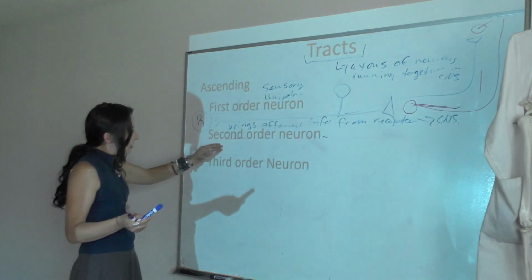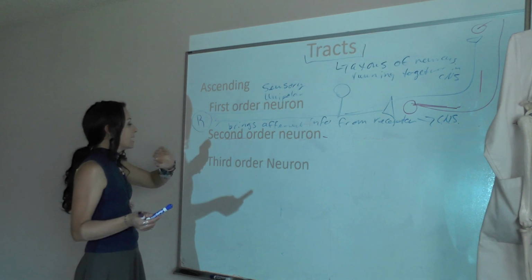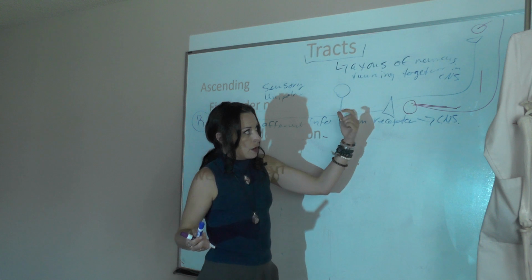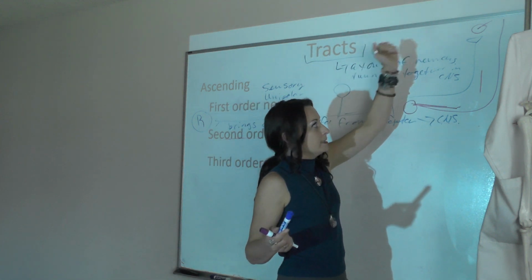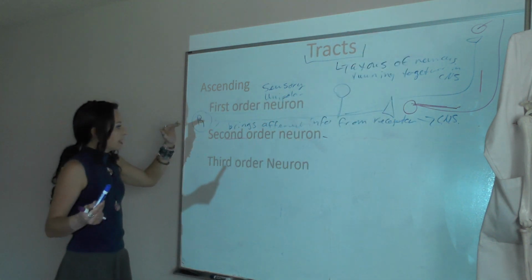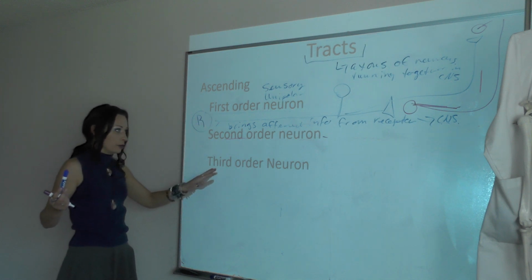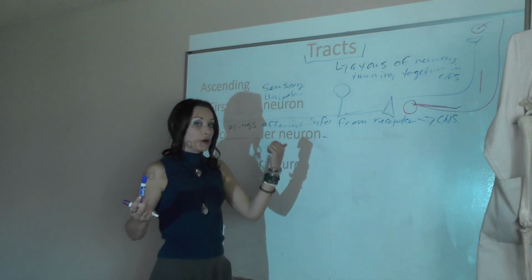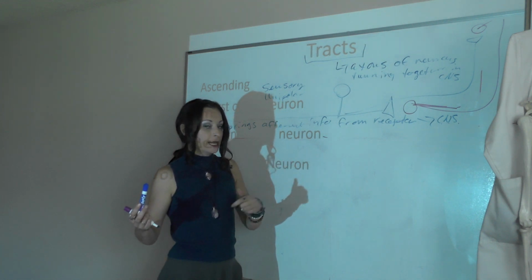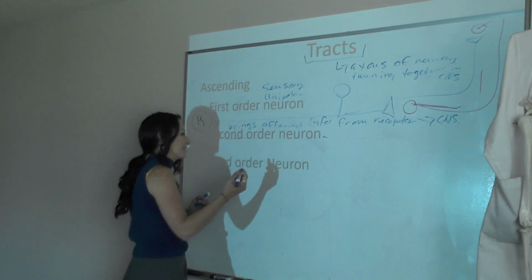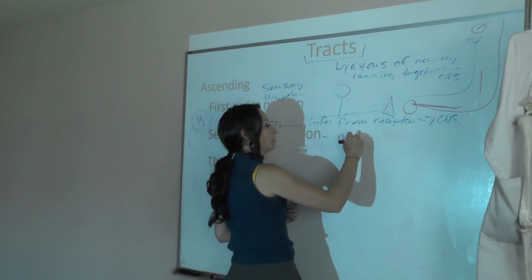So our second order neuron, what we can say about that is it's either at the level of the spinal cord of our first order neuron or in the brainstem, and what it's doing is communicating information from that first order neuron to the third order neuron. It is an interneuron by functional classification, and it is a multipolar neuron by structural classification. So we'll say this is a multipolar interneuron.